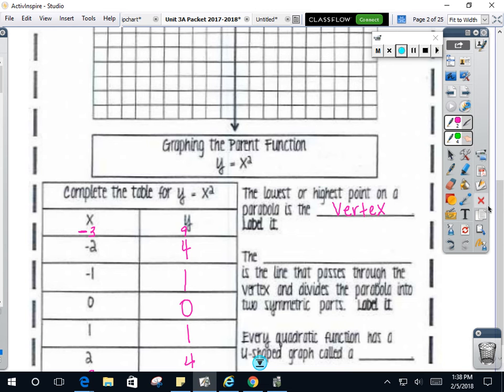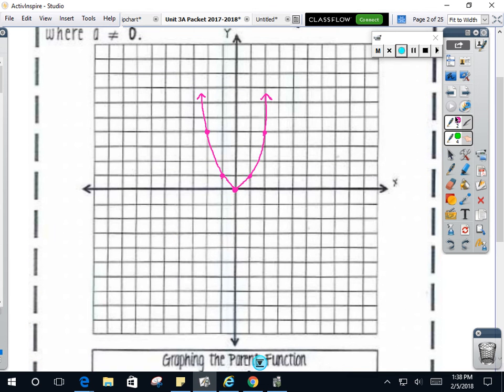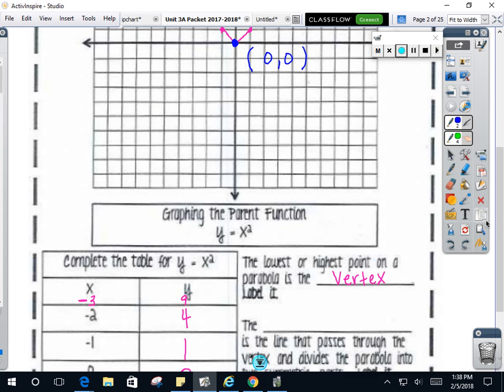Okay, so for this parabola, do we have a lowest point or a highest point? We have a lowest, and it's right here. So that is your vertex, and they want you to label it. What are the coordinates of that vertex? 0, 0. I just filled it in right here.